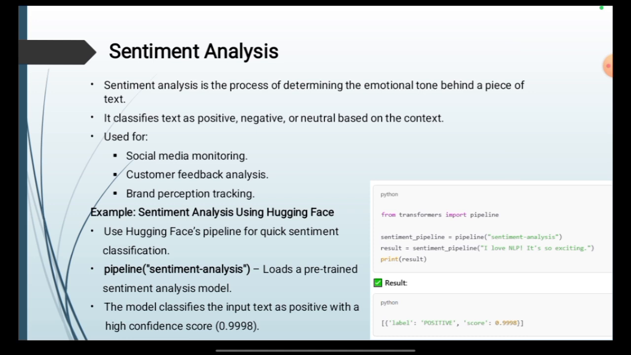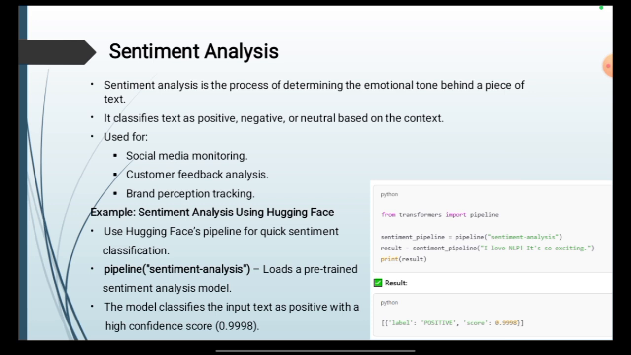Example, sentiment analysis using Hugging Face. Use Hugging Face's pipeline for quick sentiment classification. The pipeline sentiment-analysis loads a pre-trained sentiment analysis model. The model classifies the input text as positive with a high confidence score 0.9998.